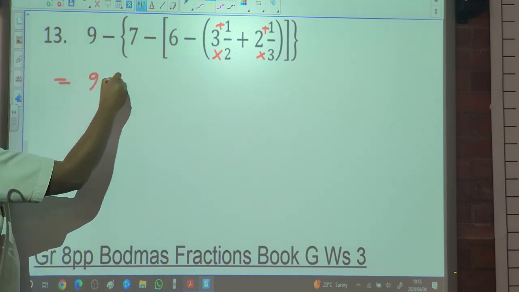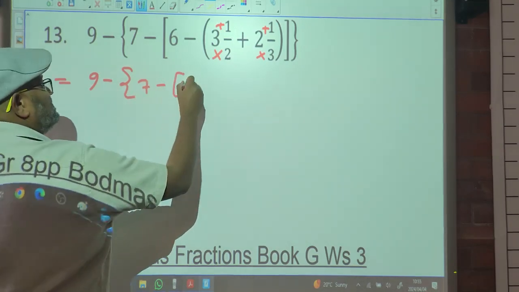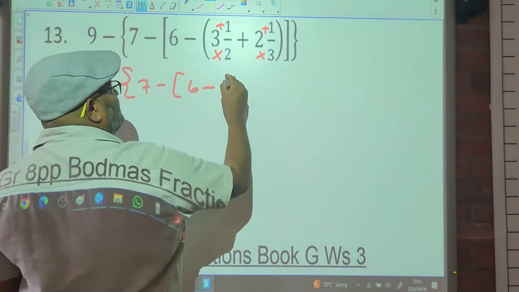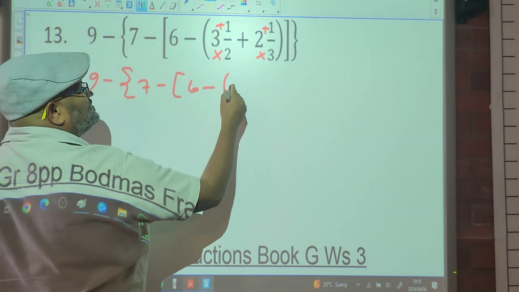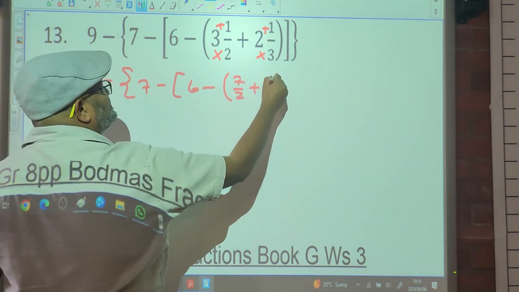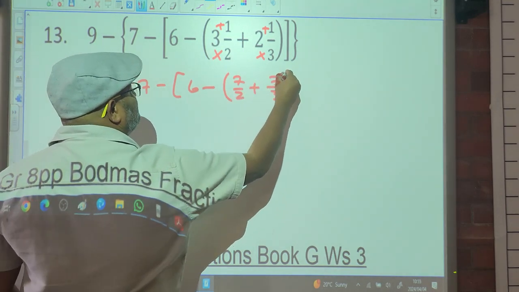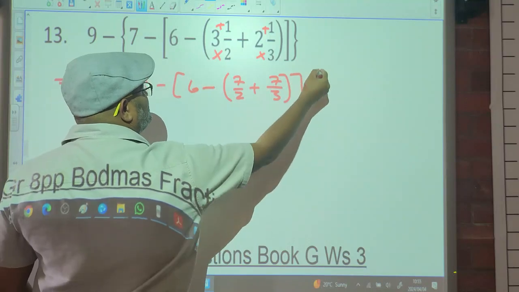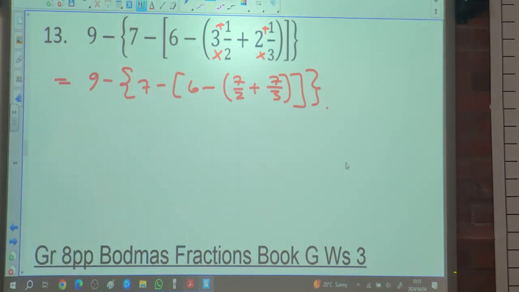Okay. Alright, now we've got 9 minus squiggly, 7 minus block, 6 minus. So we're changing this to improper fractions. It's going to give me 7 over 2 plus 7 over 3. Curve, block, squiggly. Alright. Is that correct so far? Now I'm feeling better again.